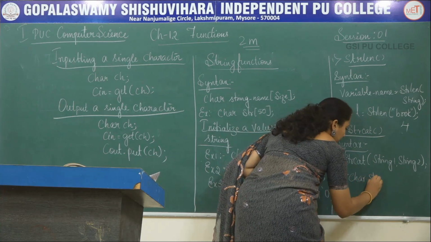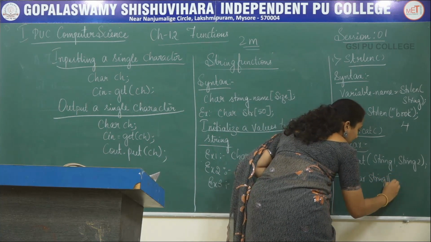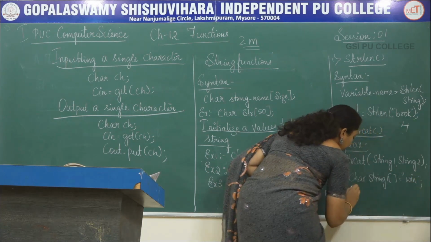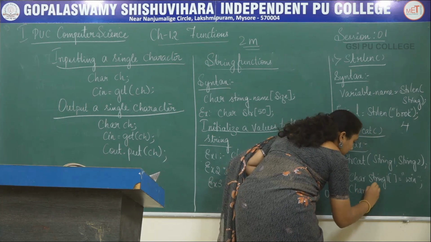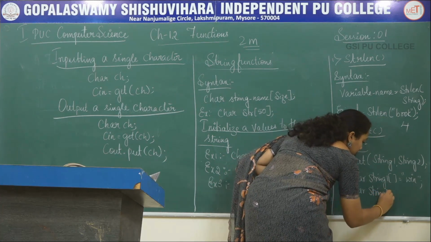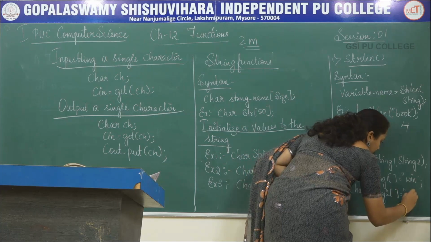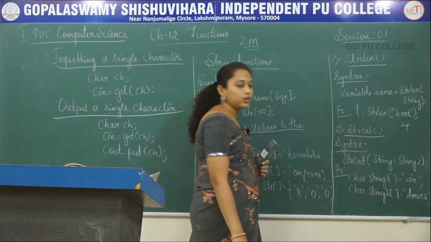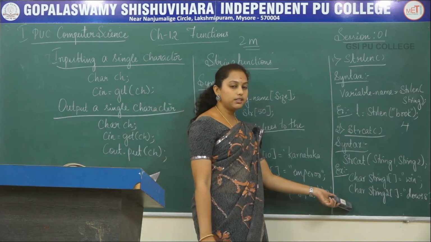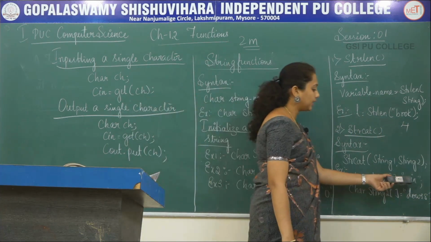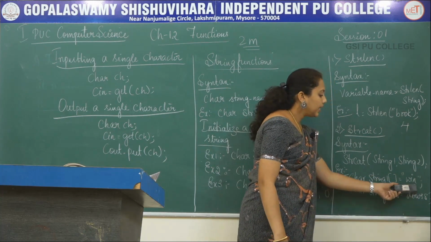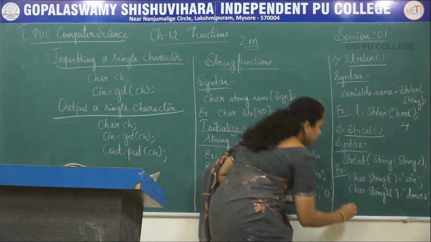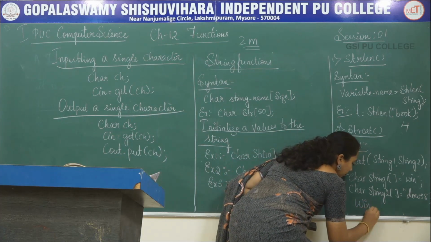An example for this is char string 1 contains Win and char string 2 contains dows 8. So what is going to return? It is going to return the output as Windows 8. It is going to concatenate these two strings together to form a single string, that is Windows 8.